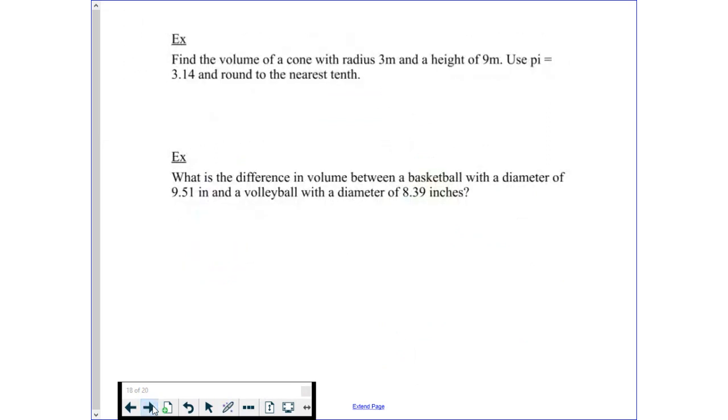Okay. Now let's see some questions on this. The first example says find the volume of a cone with a radius of 3 meters and height of 9 meters. Use pi equals 3.14 and round to the nearest tenth. So there is a cone here. The radius is 3 meters.